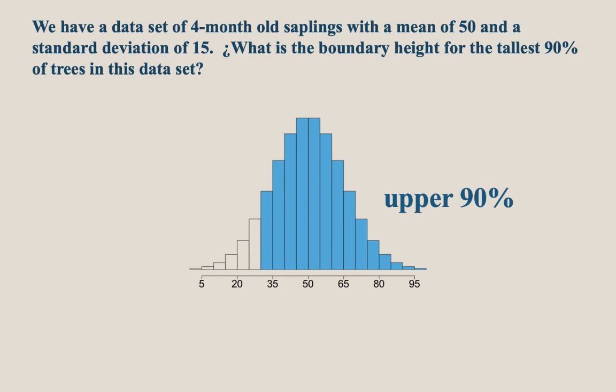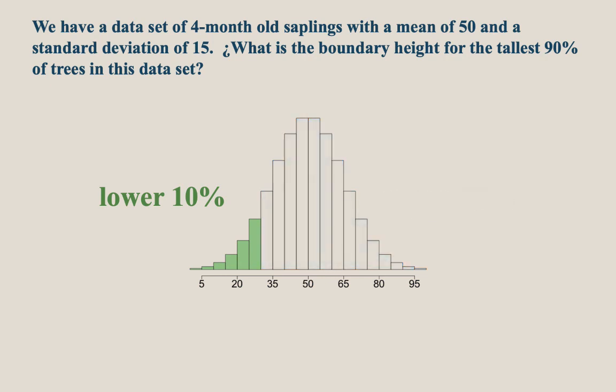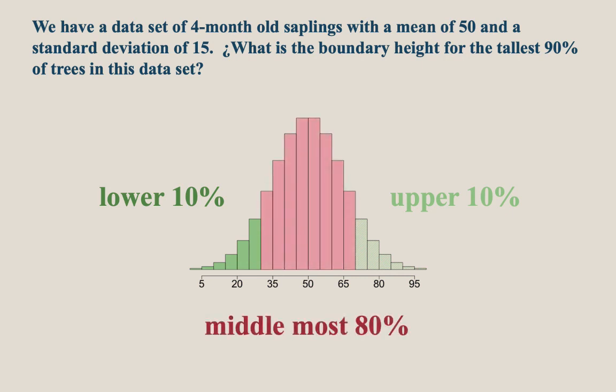Well, the thing to remember about the upper 90% is the boundary value that separates the upper 90% separates the lower 10% from the upper 90%. And we can now just focus on that lower 10% to answer this question. Again, we automatically imagine that there's a mirror to that because of the symmetry. From the lower 10%, there's a mirror upper 10%. And in between is the middlemost 80% separating those two.